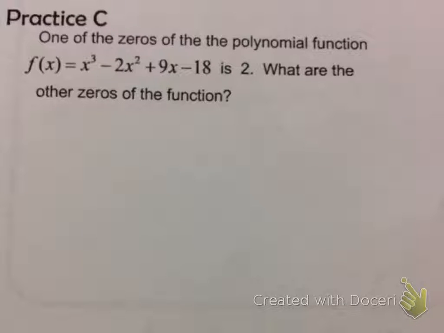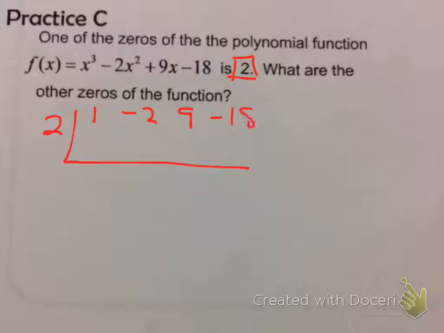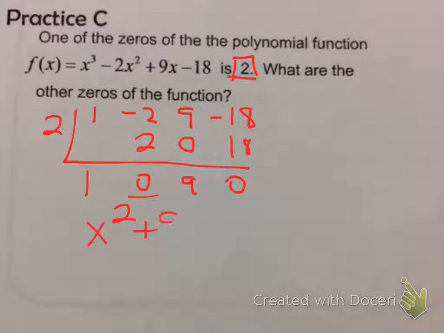Same thing again here. We're going to find our solutions. This time we have 2 that they said is a factor of our function. So we're going to grab our coefficients again and do synthetic division. Drop the 1 down, multiply by 2, add straight down, multiply, add, multiply. And again, I love this one because I have that 0 right here, which means I just have x squared plus 9. And then I can set that equal to 0 and solve it. I'm going to subtract the 9 over.